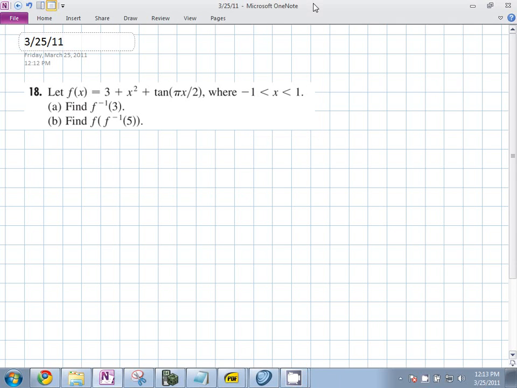So it says find f inverse of 3. How did you attempt to do this one? What did you attempt to find? Try to find f inverse. So what's the first thing we should do?